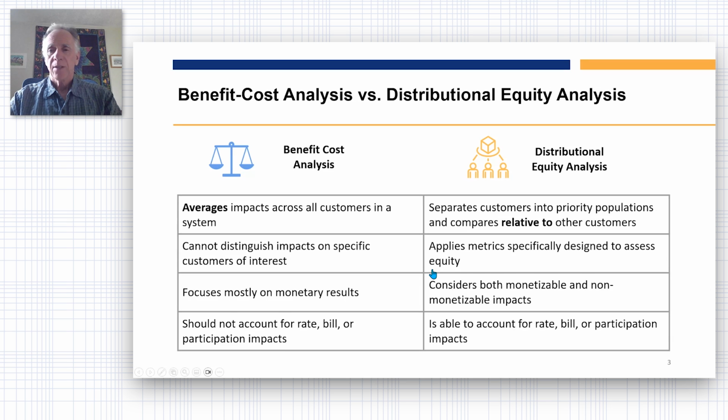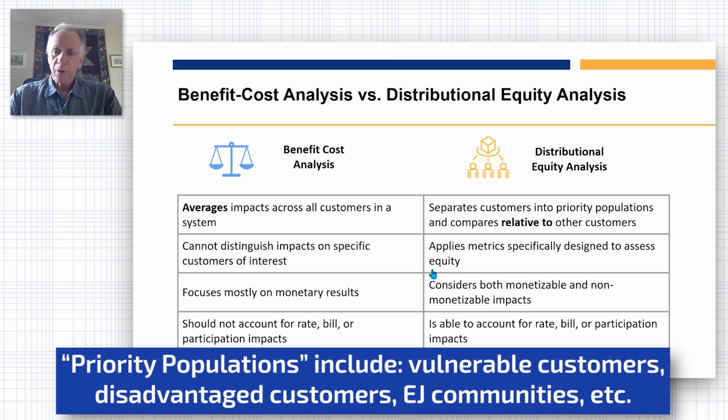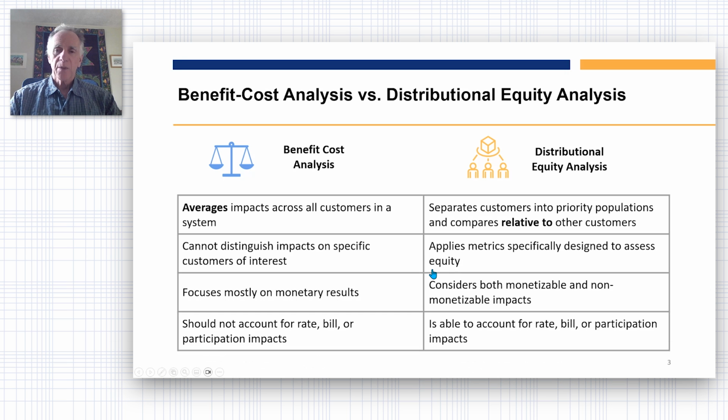Priority populations is our term that is used to include terms you've probably heard: vulnerable customers, disadvantaged customers, environmental justice communities, anybody for whom equity is a concern. And that's what distinguishes DEA primarily, that there's two groups you're looking at, not just one.